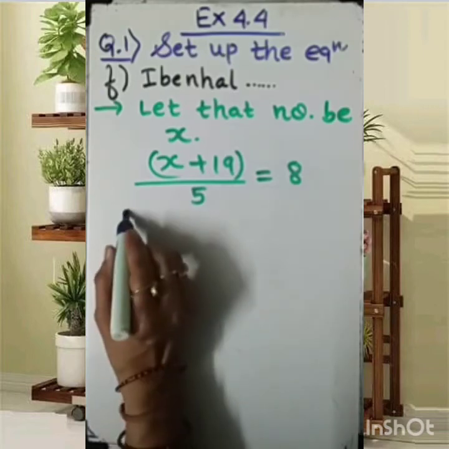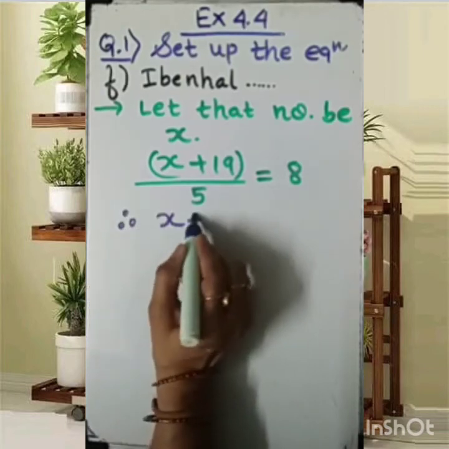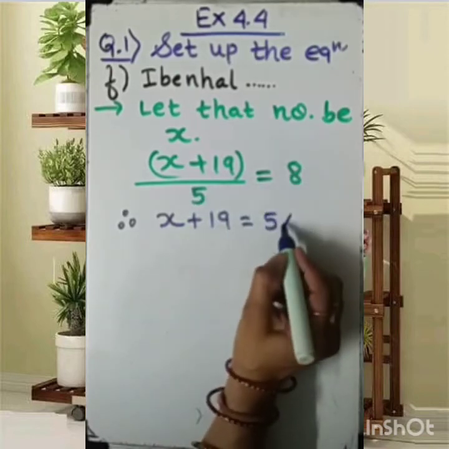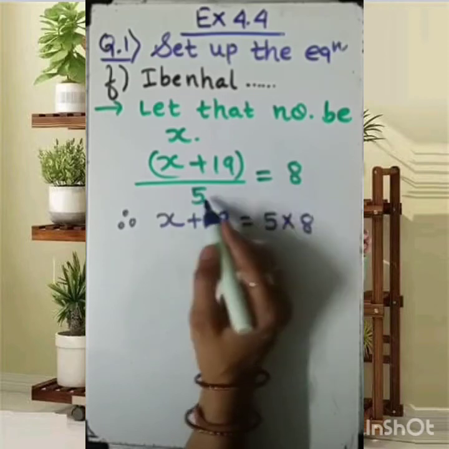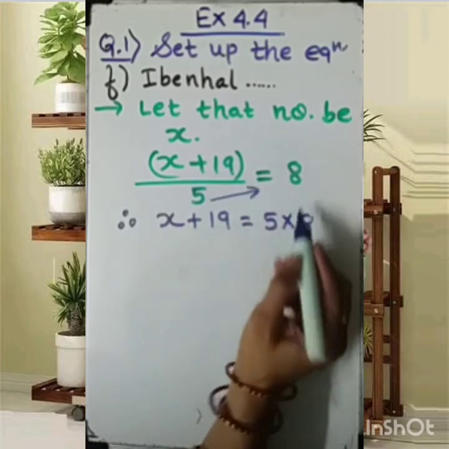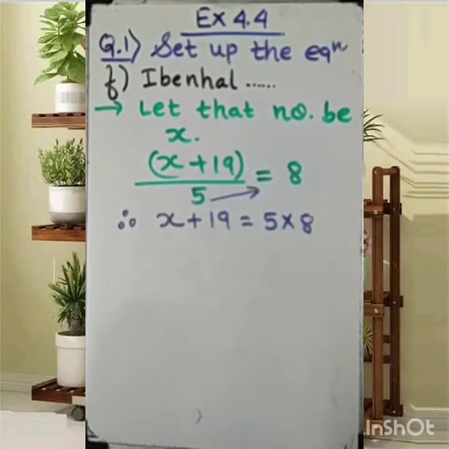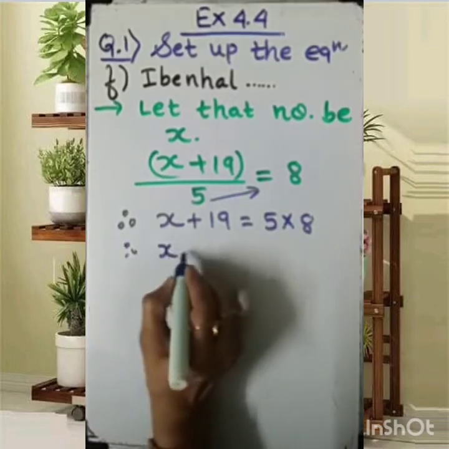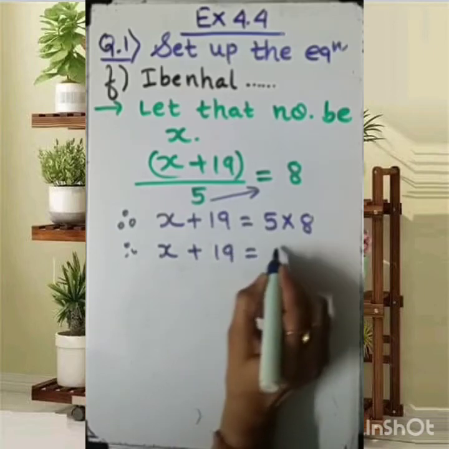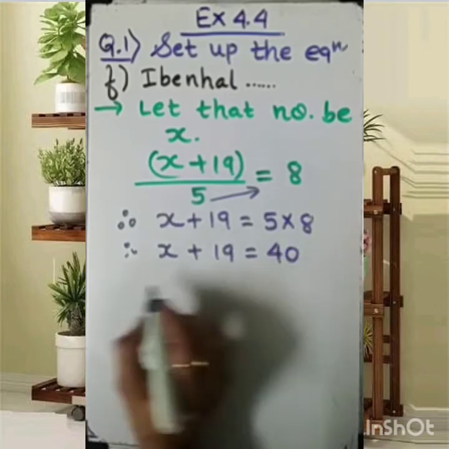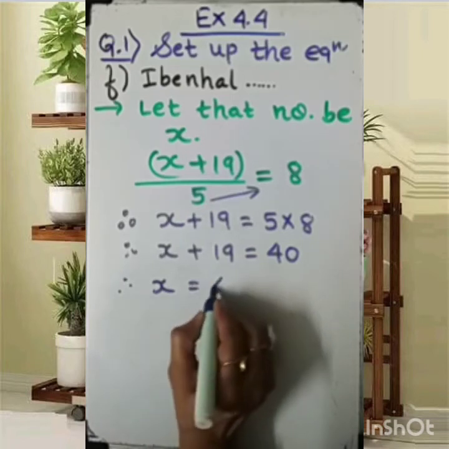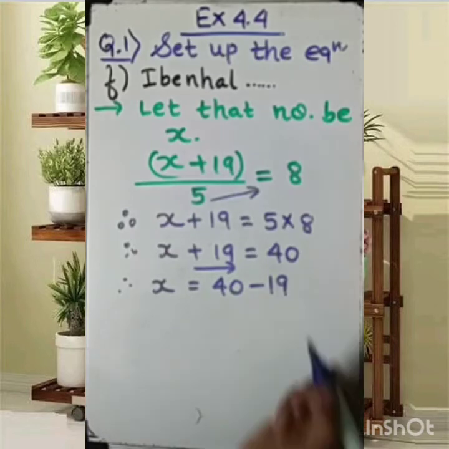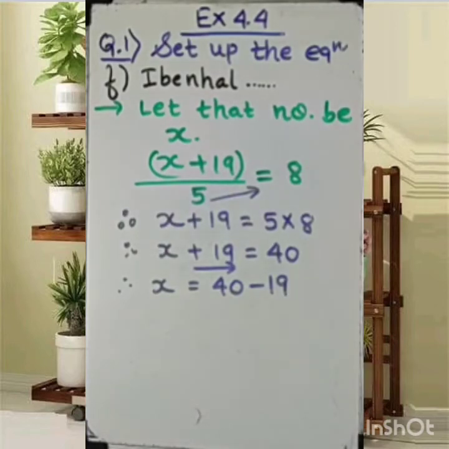So therefore, next is x plus 19 is already here. Let's multiply 5 with 8 first, because of cross multiplication, this 5 will be multiplied by 8. It will be in the numerator. You know very well, 5 eights are 40. So dear student, our equation will become this: x plus 19 equal to 40. So in the next step, I need to transpose this plus 19 to the right side. So that is becoming minus 19.